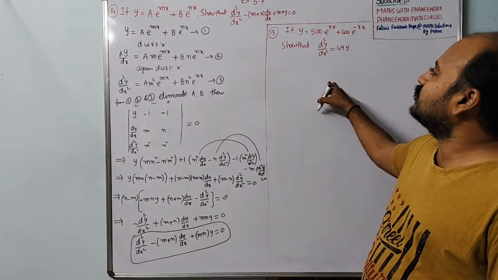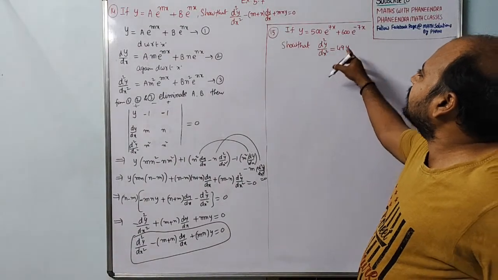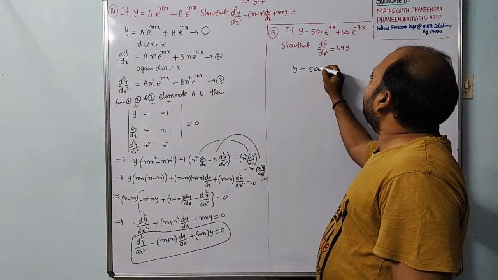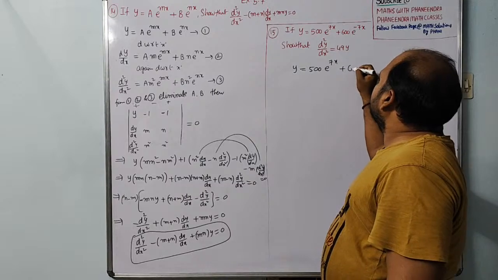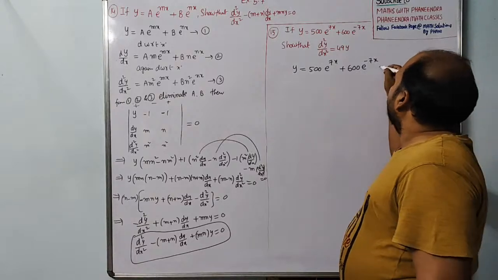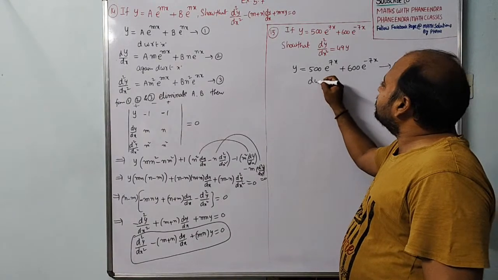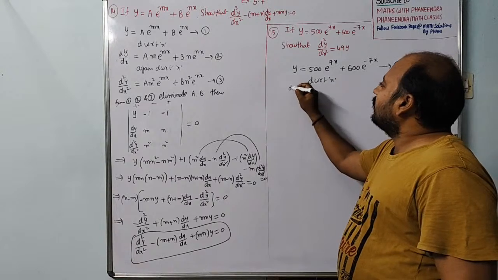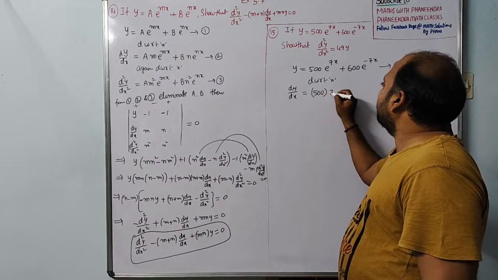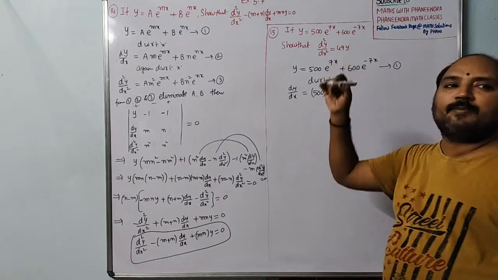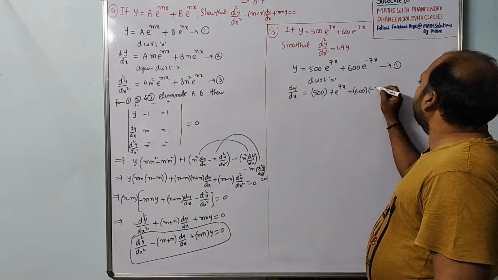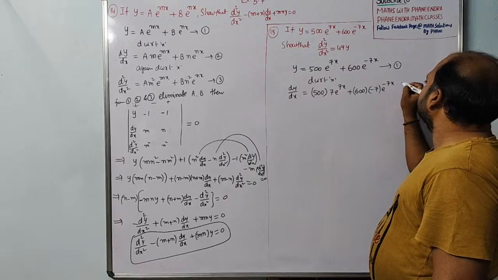If y is equal to 500 e power 7x plus 600 e power minus 7x. So y equal to 500 into e power 7x plus 600 into e power minus 7x. Equation number 1. Differentiate with respect to x. dy by dx equal to 500 into 7 e power 7x. dy by dx of e power 7x is 7 into e power 7x. 600 into minus 7 into e power minus 7x.